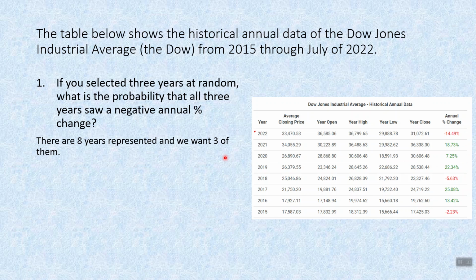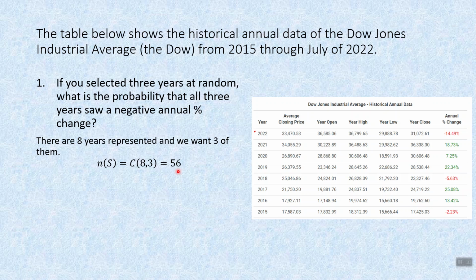Let's see here. There are 8 years represented, and we want 3 years. So in general, without any particulars about what's going on, the number in the sample space is the combinations of 8 different years chosen 3 at a time. So there's 56 different groupings of 3 years we can have.